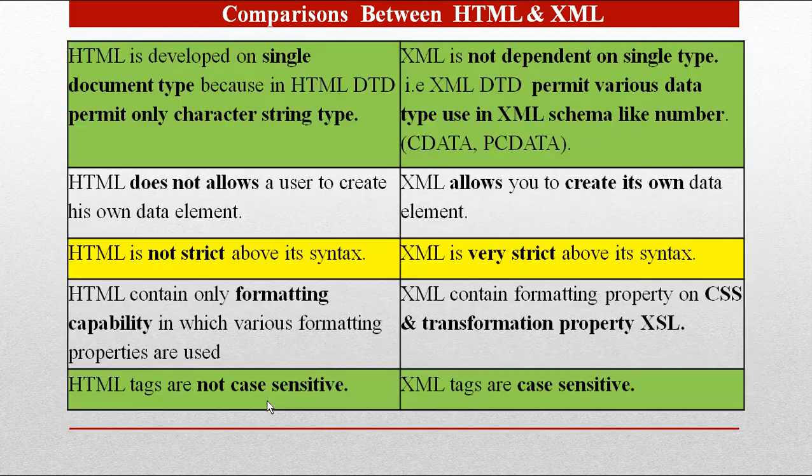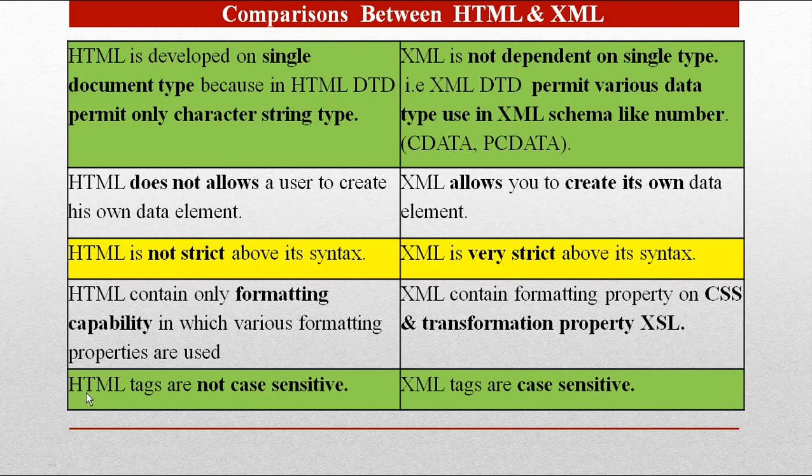can be extended. So HTML is developed on single document type, because in HTML DTD permits only character string type. XML is not dependent on single type. That is, XML DTD permit various data types used in XML schema like numbers, CDATA that is character data and PCDATA that is parsed character data.